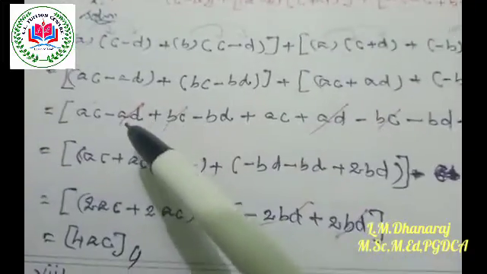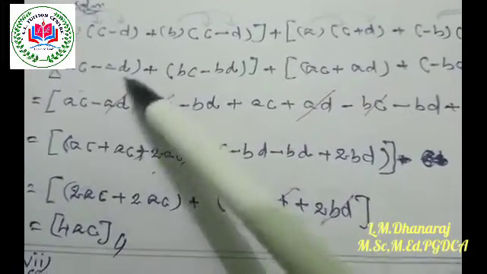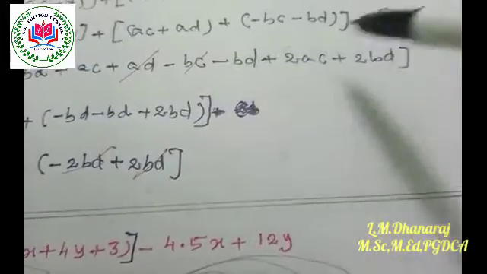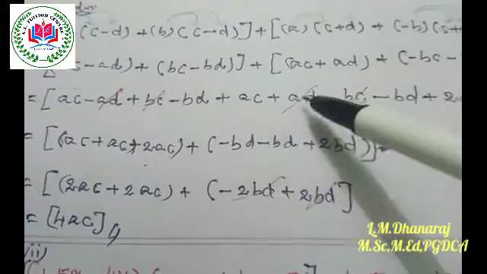Here it is 2 into ac is 2ac plus 2 into bd is 2bd. Now we have to write in a single line, that is ac minus ad plus bc minus bd plus ac, then plus ad minus bc minus bd, then plus 2ac plus 2bd. Here minus ad and plus ad can be cancelled. Similarly, plus bc minus bc can be cancelled. Okay, now we have to write down the remaining terms.